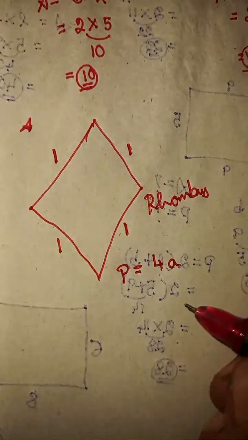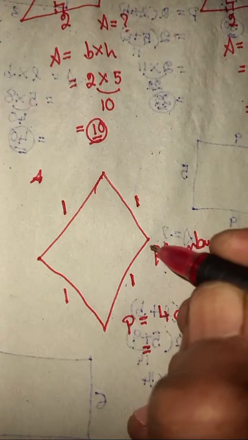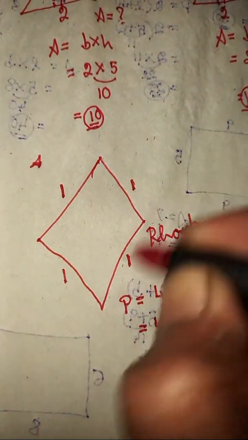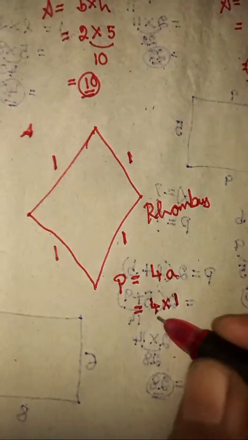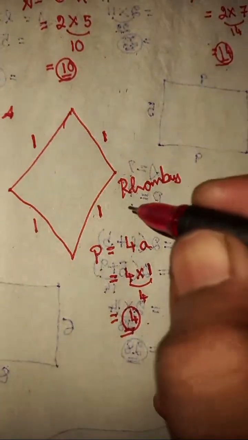I will explain after this problem. You can find out the perimeter of the rhombus as 4 times this side length, that is 4 times 1, which means 4. So 4 units is the perimeter of this rhombus.